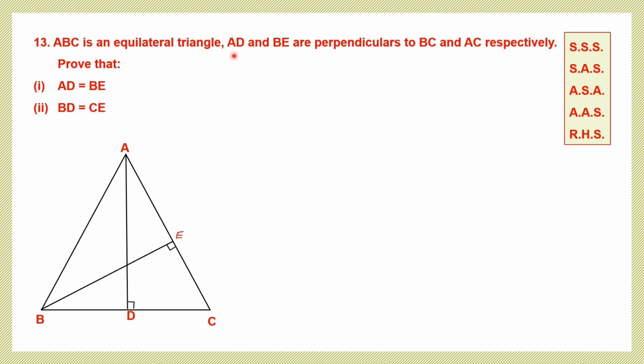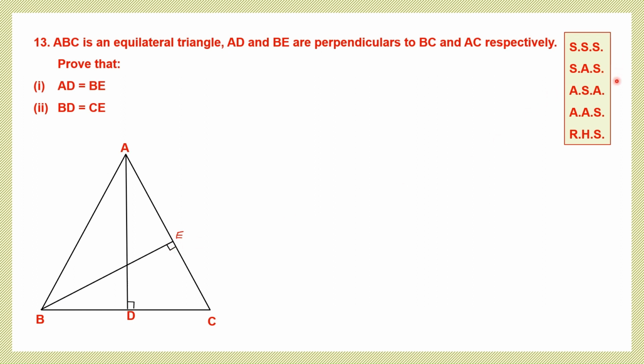That means AD is perpendicular to BC. AD is perpendicular to BC. What is the meaning of a perpendicular line? It is a straight line which cuts another line at right angles. So it's 90 degrees here. Similarly, BE is a perpendicular to the line AC. It's cutting that line at 90 degrees. Now we have to prove that AD is equal to BE. That is, this perpendicular is equal to this perpendicular we have to prove.